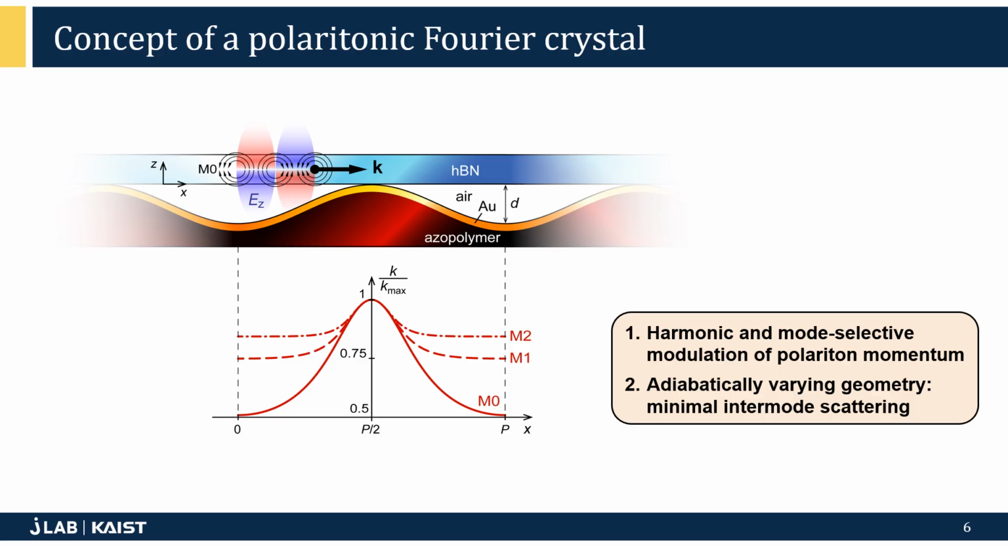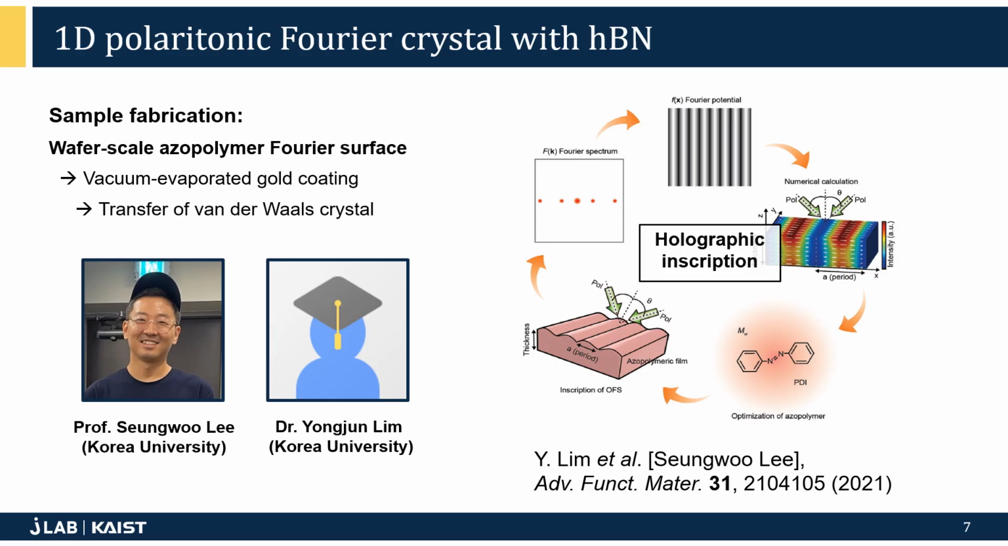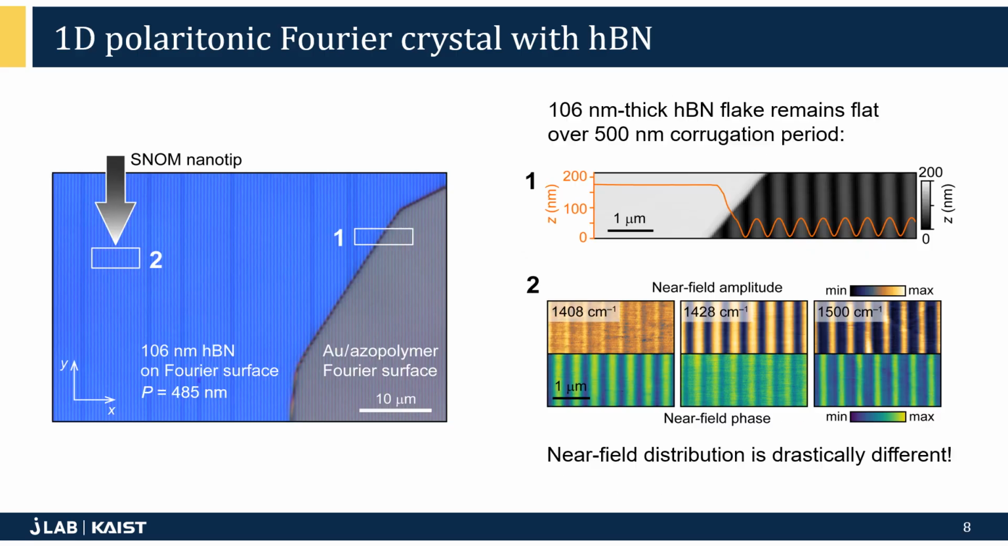strongest momentum modulation. The wafer-scale isopolymeric Fourier surfaces were created by holographic inscription method in the group of Professor Sangwoo Lee at Korea University by PhD candidate Youngjun Lim. Thin gold film was deposited by vacuum deposition, followed by transfer of exfoliated hBN flake of desired thickness. Also, I would like to thank PhD candidate Jakob Hayden, who assisted in sample preparation.